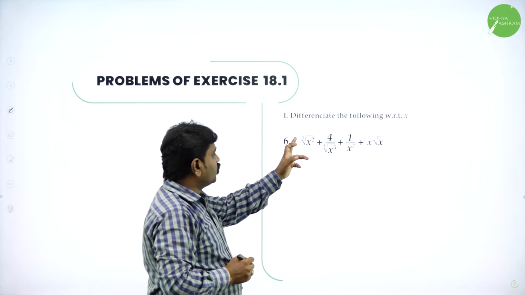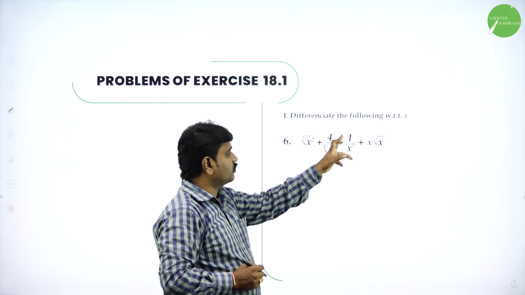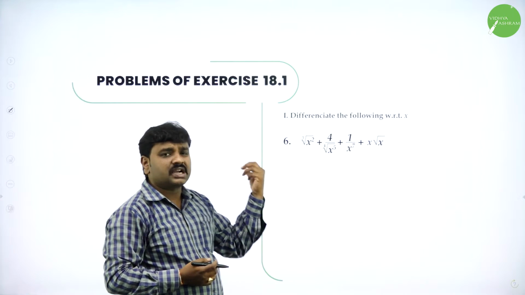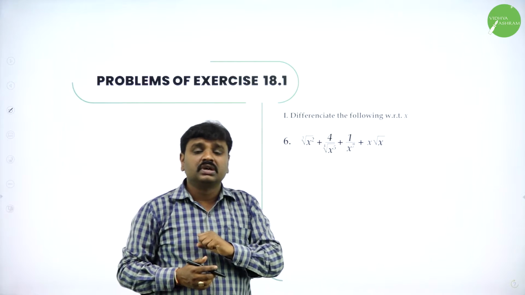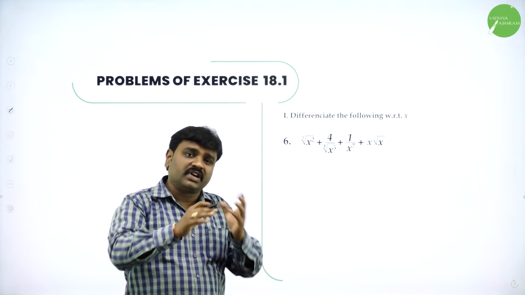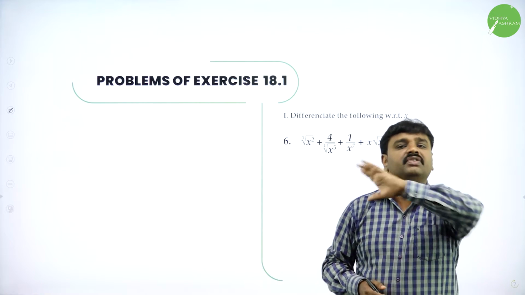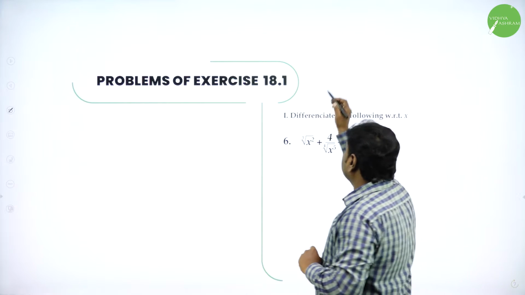Sixth one, y is equal to cube root of x square plus 4 by 4th root of x power 5 plus 1 by x power 7 plus x root x. See here each term is not in standard form, but when you observe each term you can reduce using law of indices and convert it into x power n form. So before you differentiate, problem should match with any one of the standard formula, but here it is not matching with standard formula, so use the formula.